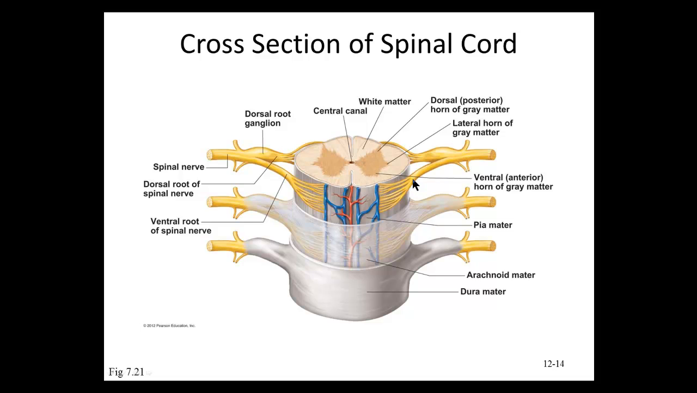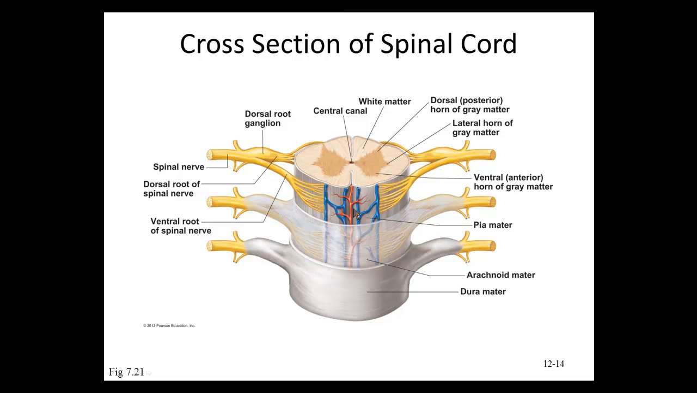And then again, the lateral and the ventral horn neurons all leave via the ventral root. In the center of the spinal cord is a small hole that just has cerebrospinal fluid, and that bathes the nervous tissue in the center of the spinal cord. So that's the central canal carrying that cerebrospinal fluid.